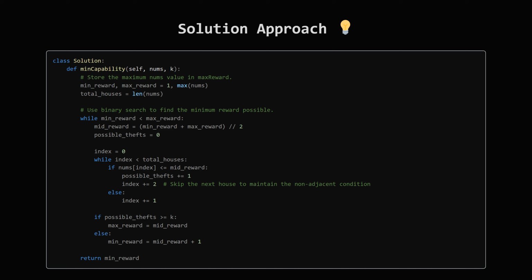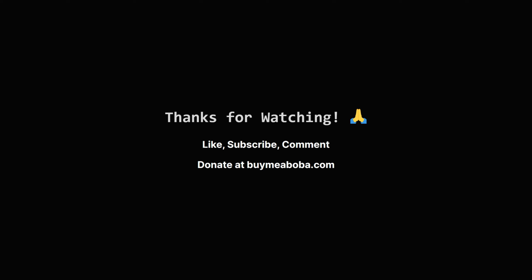The big O is big O of n log m, where n is the number of houses, and m is the maximum amount of money in a house. This is because of the binary search and the single pass we make to find out how many houses can be stolen from. That's all for today.